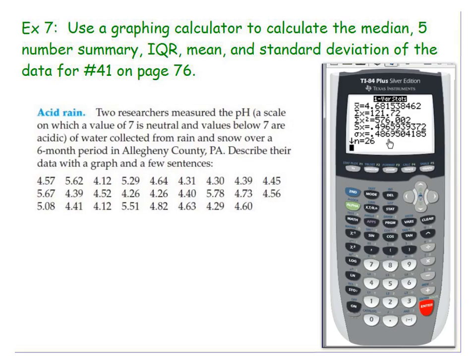Then if you see how there's like an arrow that goes down, we need to use our arrows and we're going to arrow down, and there's a whole bunch more information. This is your 5-number summary. So you have your minimum, 4.12, Q1, 4.31, your median, 4.54, your Q3, 4.82, and your maximum, 5.78. So if it asks for the 5-number summary, this is how you find it.